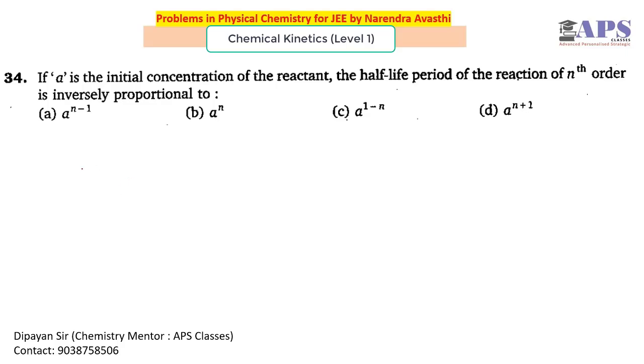For question number 34, T half is inversely proportional to A0 to the power n minus 1. So this is directly coming from the formula. So option A will be the correct option.